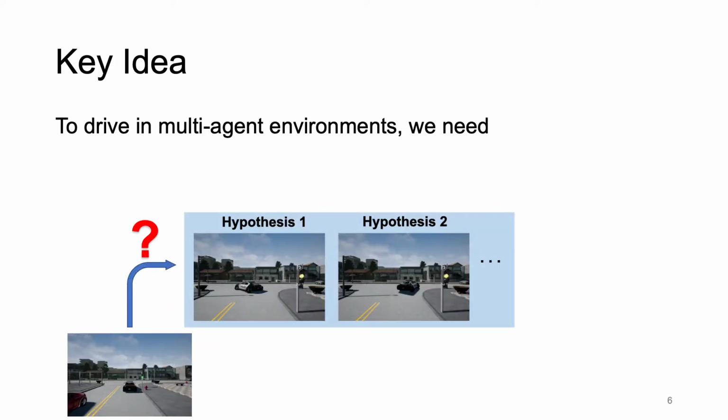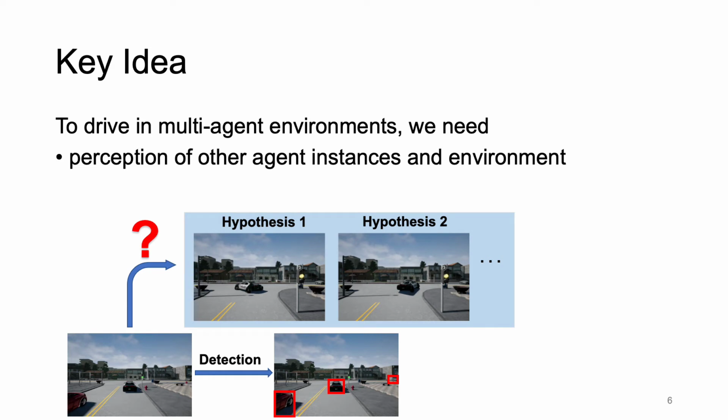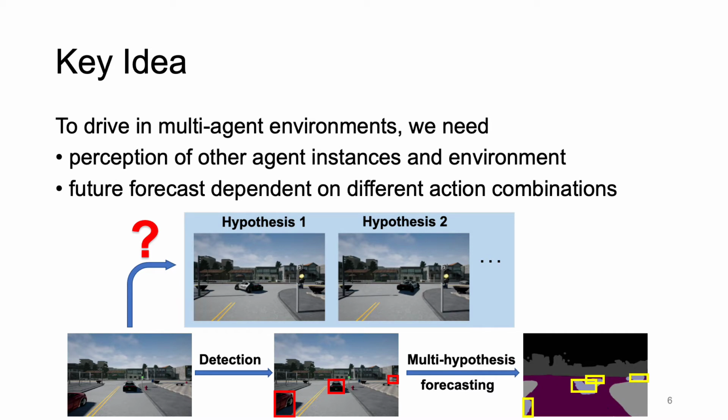Now, we introduce the key idea of our work to drive in such a multi-agent environment. To drive safely under the different hypotheses, first, we need to have perception of agent instances and the surrounding environment. Therefore, we perform object detection for instance location and semantic segmentation for surroundings to gain knowledge of the surroundings of other agents. Then, in the second part, multi-hypothesis forecasting, we forecast the future agent locations and the surrounding visual structure at the same time. They are dependent on different possible action combinations. Finally, the forecasted results provide cues to make decisions related to the underlying multiple hypotheses.